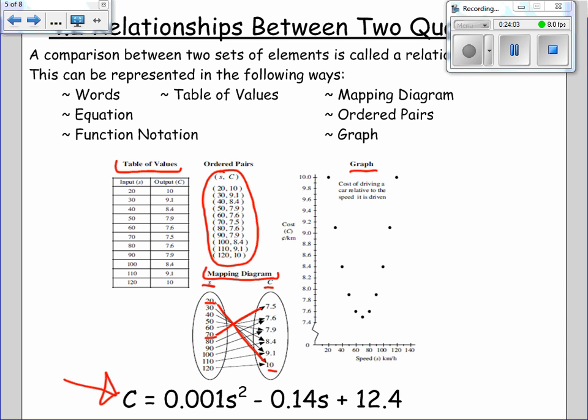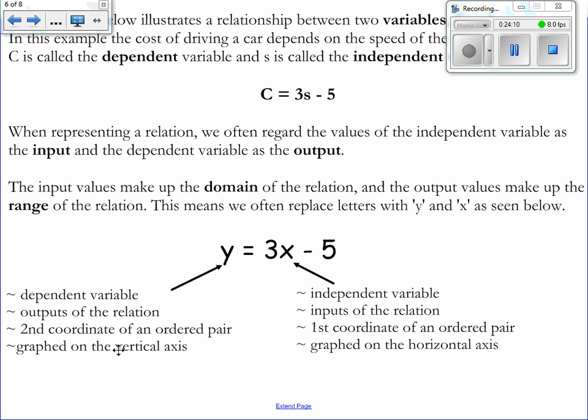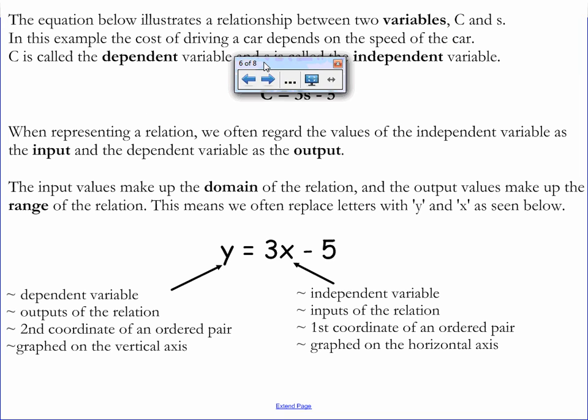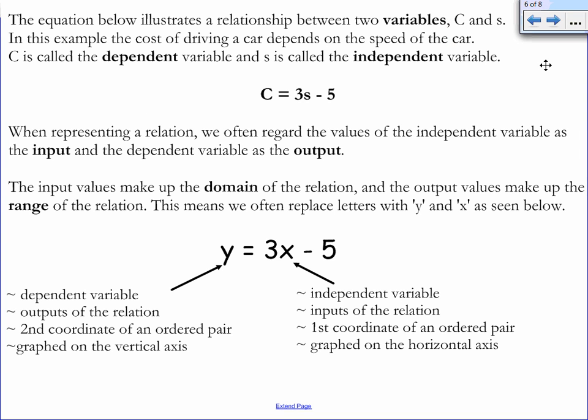This is a good little notes page for you. The equation below illustrates a relationship between two variables, C and S. So this is a way of representing the relationship between two things using letters and an equation. In this example, the cost of driving a car depends on the speed of the car. So C means cost, and S is your speed.